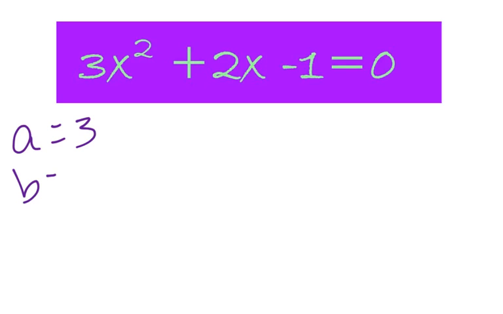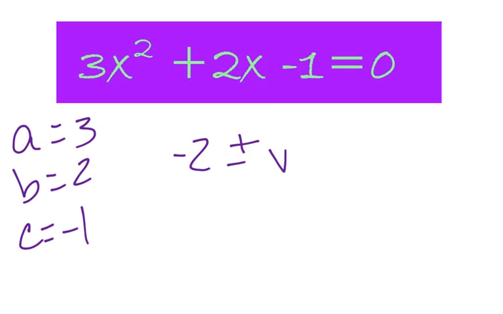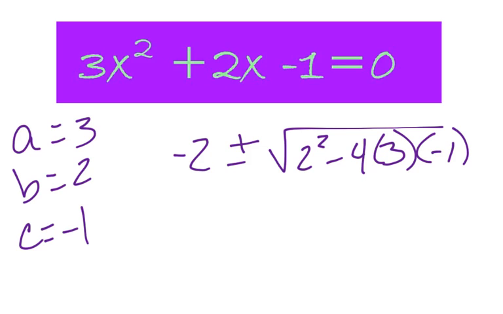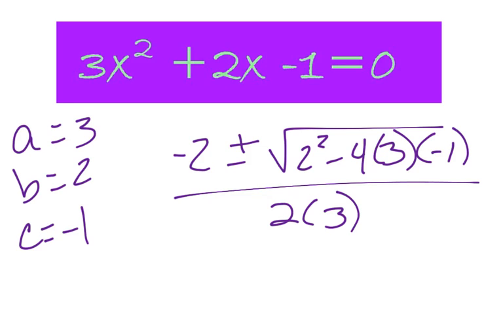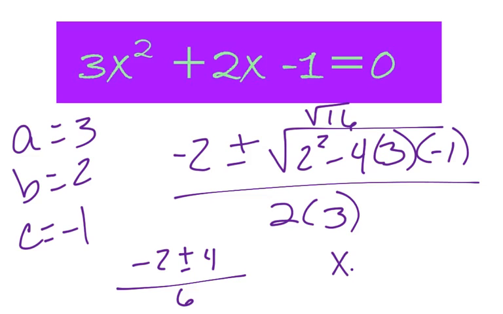A is 3, B is 2, C is negative 1. Negative 2 plus or minus the square root of 2 squared minus 4 times 3 times negative 1 all over 2 times 3. 2 squared minus 4 times 3 times negative 1 is 16. Square root of 16 is 4, so negative 2 plus or minus 4 over 2 times 3, which is 6. Negative 2 plus 4, enter, divided by 6, x equals 0.3. Negative 2 minus 4, enter, divided by 6, x equals negative 1.